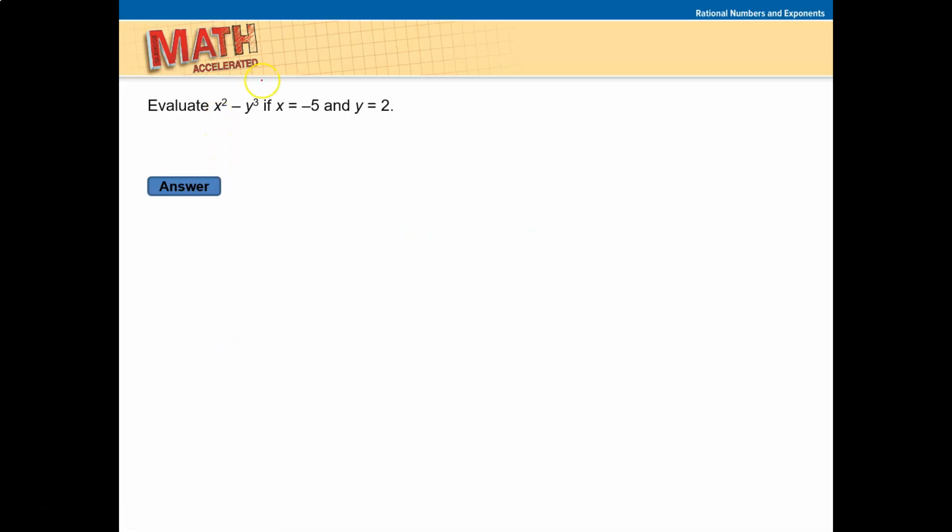X squared minus y to the third. Plug your -5 for the x, minus your 2 for the y. -5 times -5 would be positive 25. Minus 2 times 2 is 4, times 2 is 8, so 25 minus 8, you get 17.